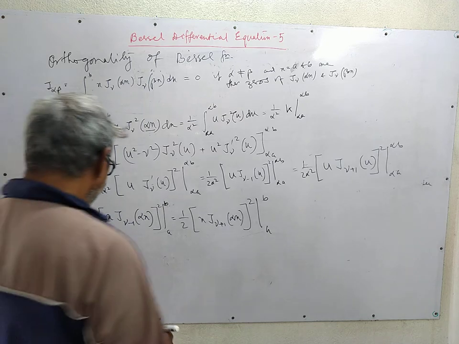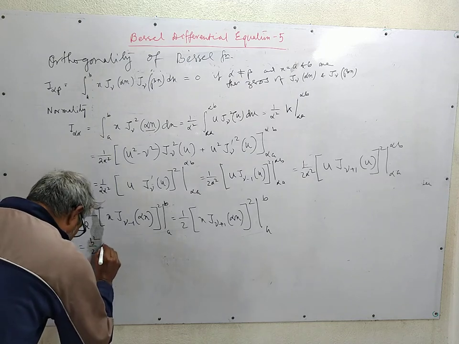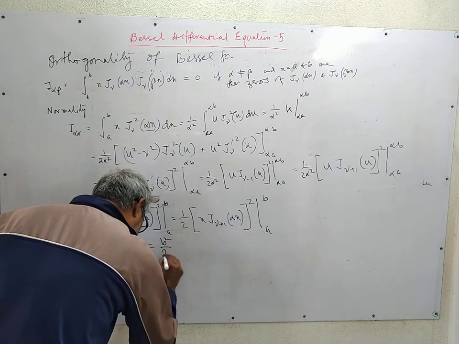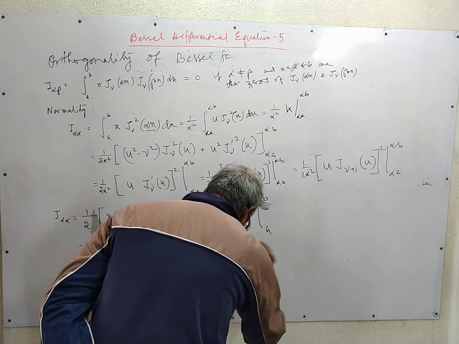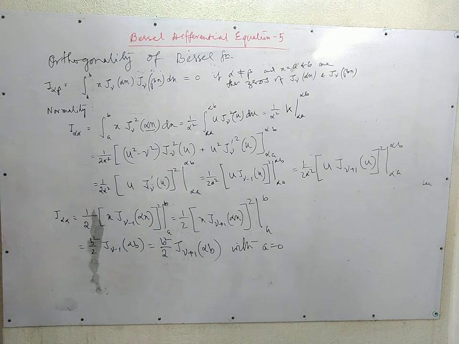Then it simplifies to b square by 2 j nu minus 1 alpha b is equal to b square by 2 j nu plus 1 alpha b, with a equal to 0. These are the orthogonality conditions of Bessel function. This relation will be required in connection with the diffraction phenomena from a circular aperture that I will be taking into consideration in the next class.